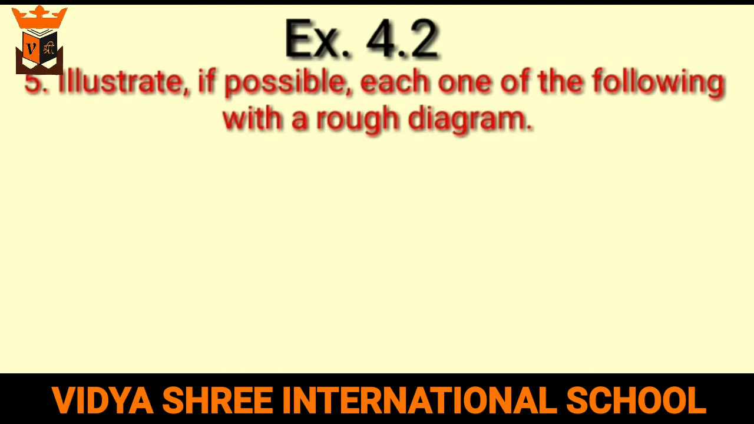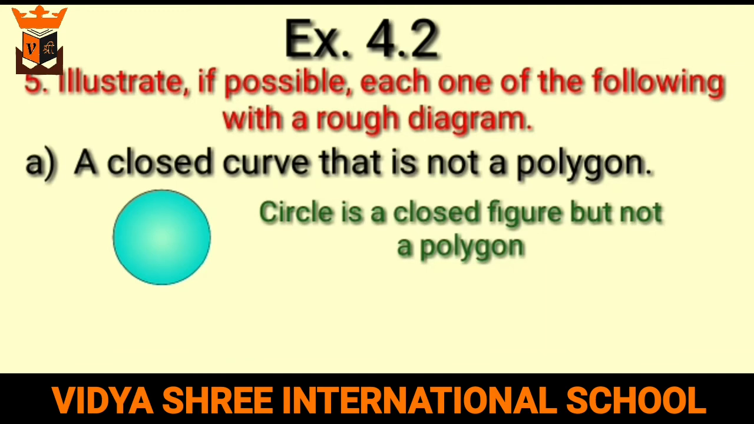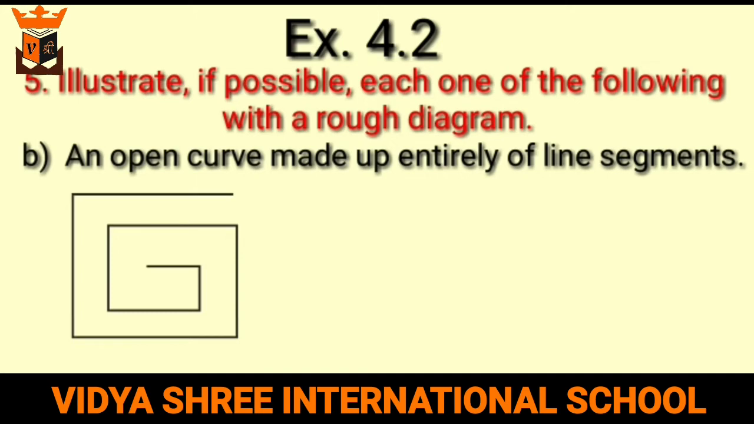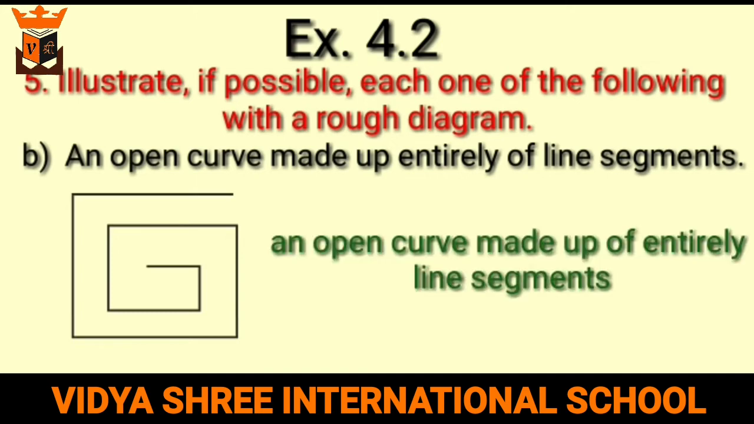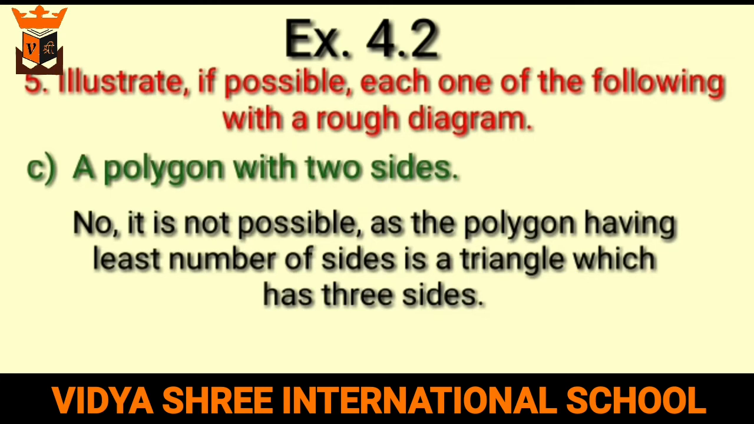Number 5 is illustrate, if possible, each one of the following with a rough diagram. First one is a closed curve that is not a polygon. So here a circle is a closed figure but not a polygon. B part is an open curve made up entirely of line segments. So here we have a figure which is an open curve made up entirely of line segments. C part is a polygon with two sides. No, it is not possible as the polygon having the least number of sides is a triangle which has 3 sides.